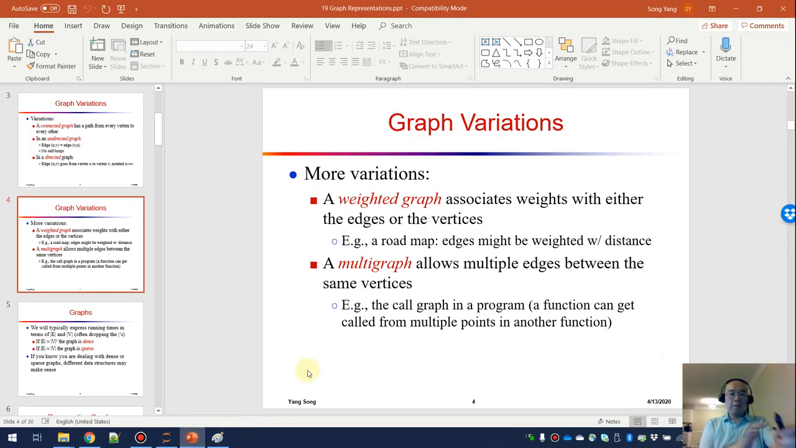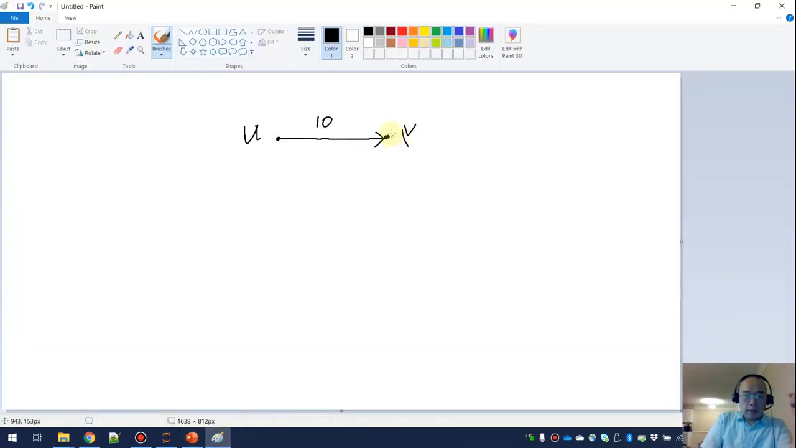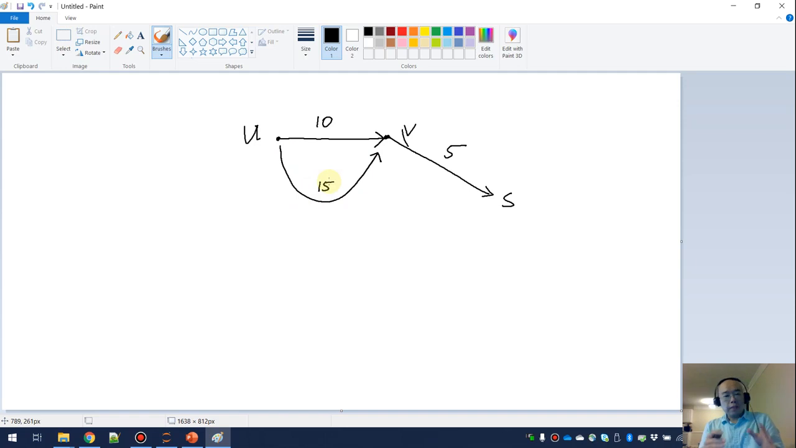Okay, and then the multigraph. For the multigraph, for each pair of the nodes, there can be multiple edges. So for example, I have U to V and then V to S, for example. Okay, and then the weight is a 5. And from U to V, I have another path, and this weight is 15. So in this case, from U to V, there are two possible paths, right?